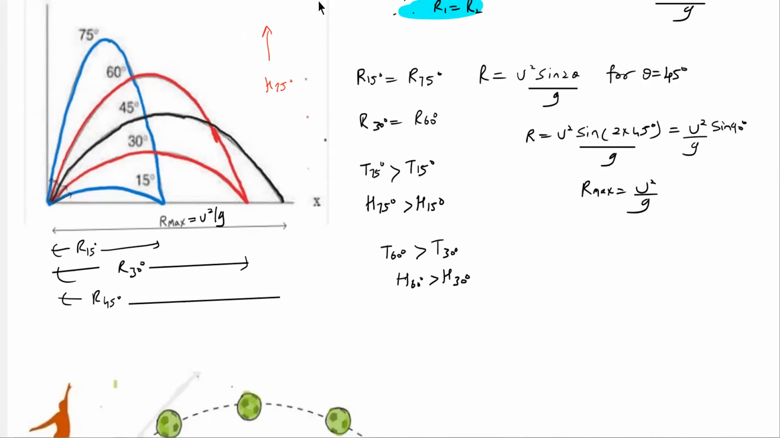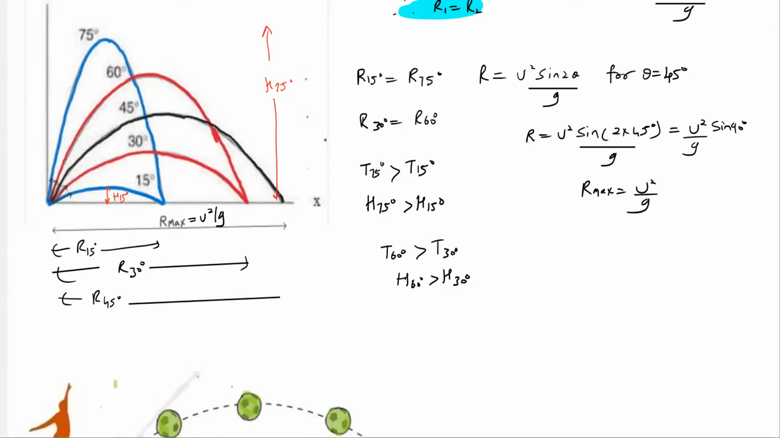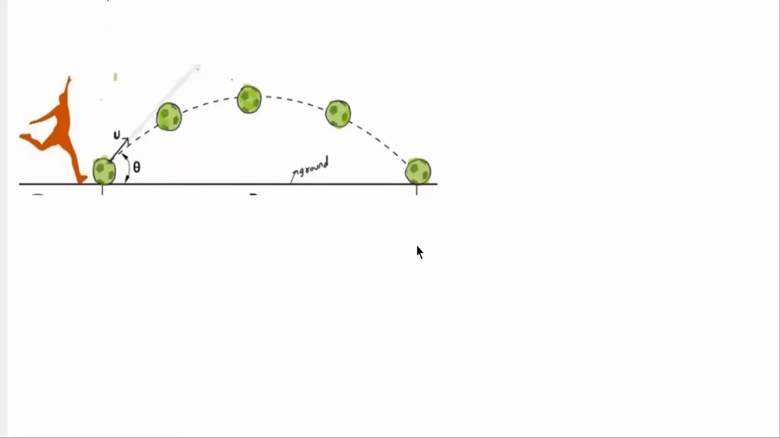I think almost all things are covered with the example, you need not bother much. So these are the basic ideas. The times of flight will be different. Then T at 15 degrees will be less than T at 75. Time of flight has to be different. Let me write like this. Then definitely the maximum height ascended when it is projected at an angle of 75 degrees will be more.